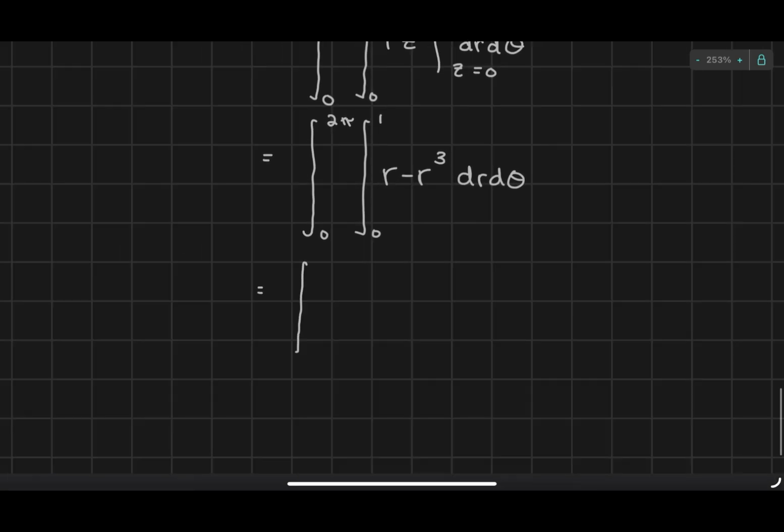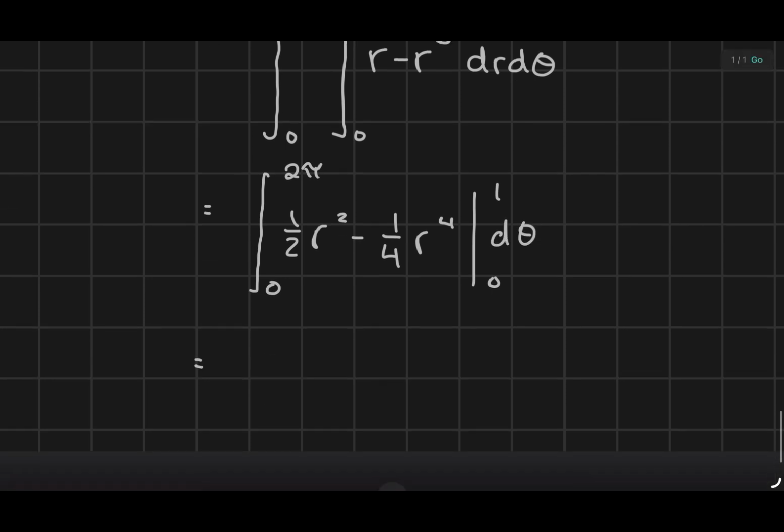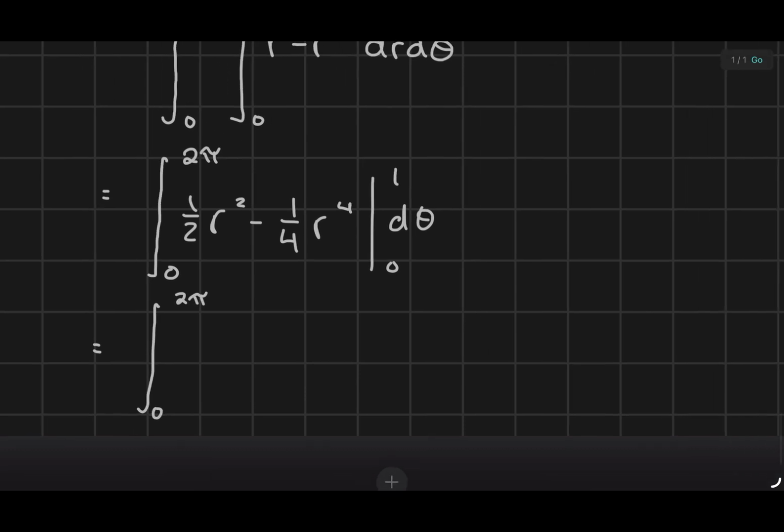Continuing along with solving this, we're going to have the integral from 0 to 2 pi, and let's just solve this integrand here. 1/2 r squared minus 1/4 r to the 4th from 0 to 1 d theta, which is going to equal the integral from 0 to 2 pi of, well, if we plug in 1, we're going to have 1/2 times 1 minus 1/4 times 1. So it's just going to be 1/2 minus 1/4. I guess we can go ahead and convert that 1/2 into fourths. So this is just going to be equal to 2/4 minus 1/4, which is equal to 1/4.